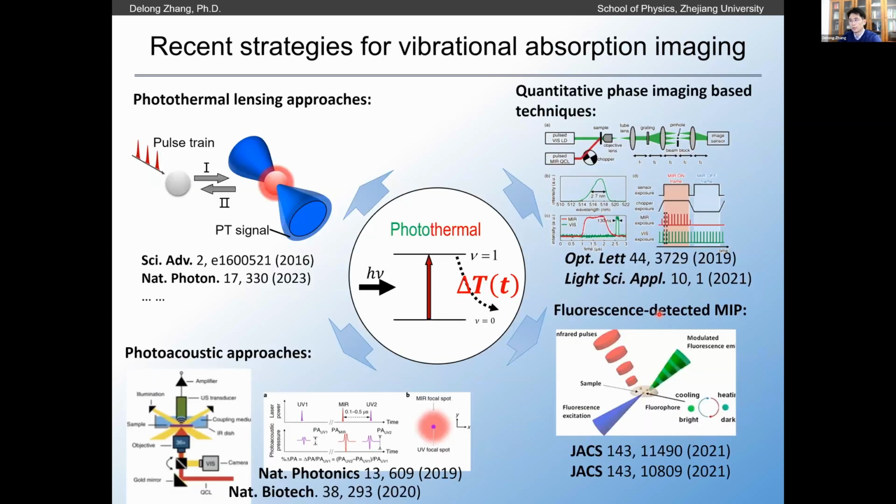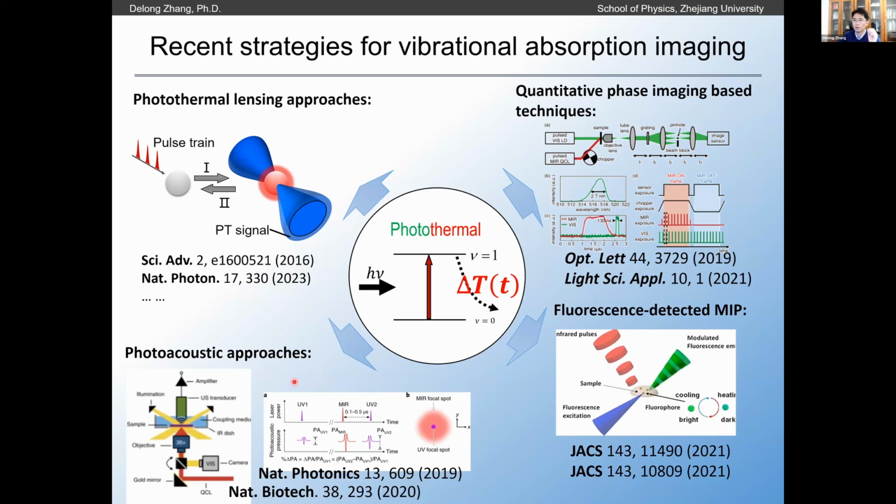And actually, there are a plethora of other groups. Because of time limit, I couldn't mention all the groups, and many of them have already presented their excellent research in this webinar series. I would briefly mention that besides this photothermal lensing detection, there are other photothermal detection. Actually, this term photothermal is very inclusive. For example, any photons converted to heat can be described as a general photothermal effect.